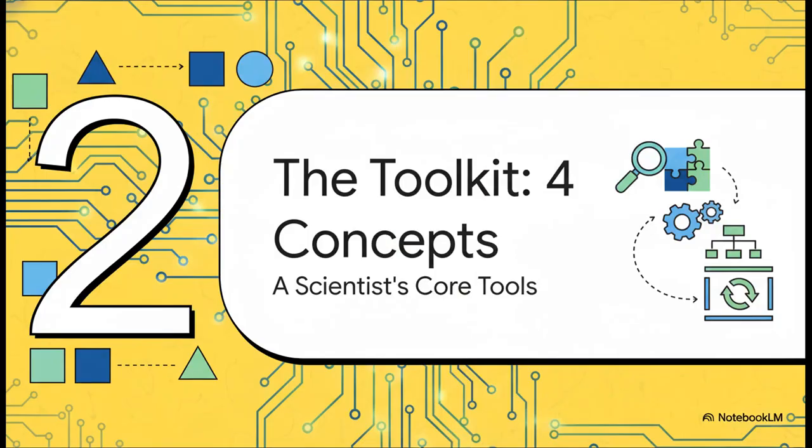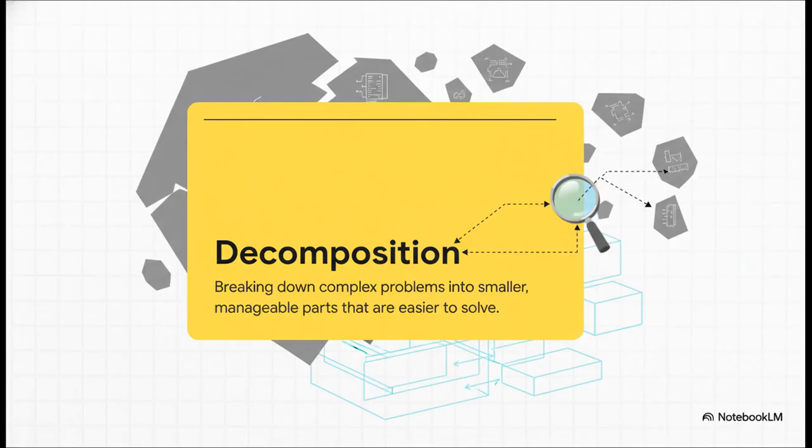All right, so once we have that crystal clear problem specification, it is time to open up the toolkit. We're going to look at the 4 fundamental concepts of computational thinking that you can pretty much apply to any problem you'll ever face. First up, we've got decomposition. This is basically the art of taking a huge, terrifying problem and just chopping it up into smaller, bite-sized pieces that you can actually handle.